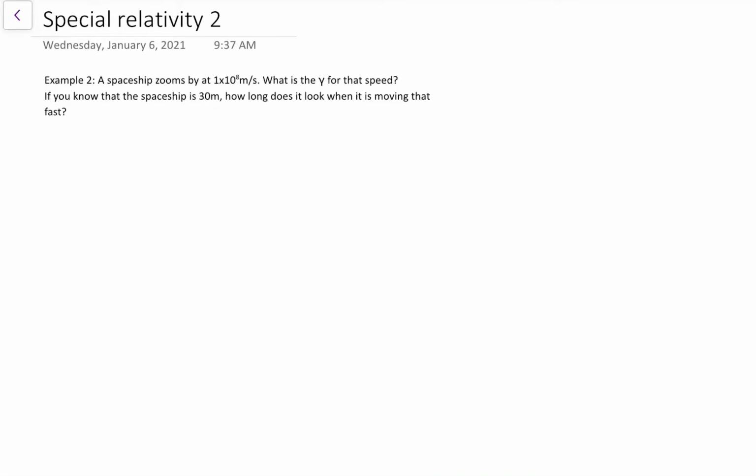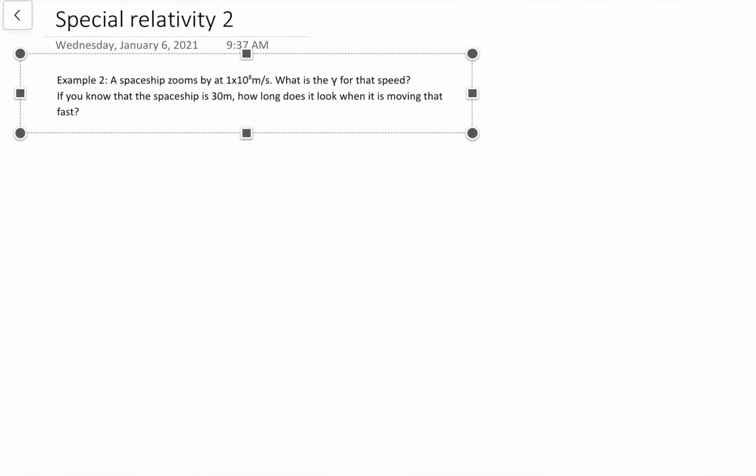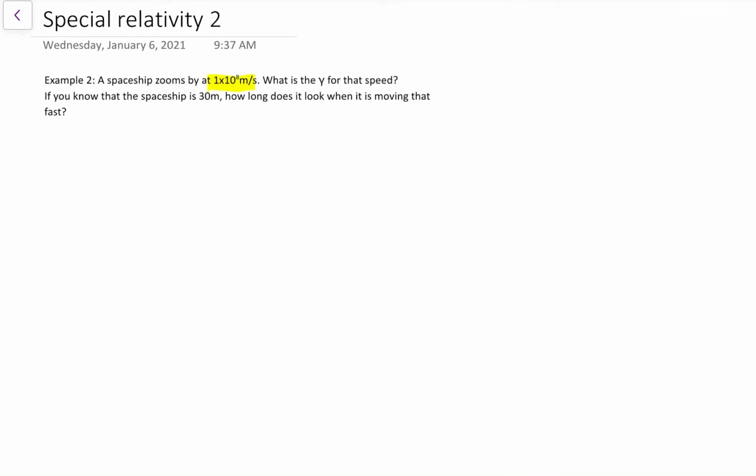Okay, this one's more realistic. If we have a speed that is crazy fast relative to the speed of light, like approaching the speed of light, then we're going to get a gamma that is noticeable, that will actually have some impact. Our equation for gamma is gamma equals 1 over the square root of 1 minus v squared over c squared.